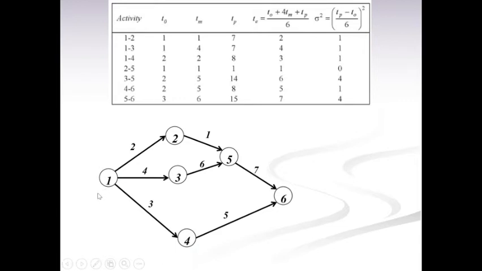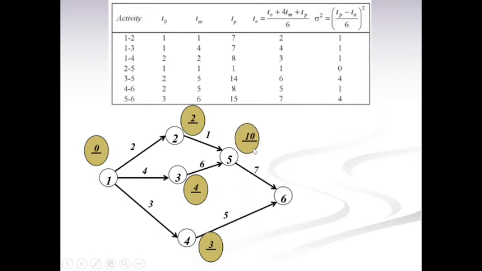So TE for the first event will be 0, and here it will be 0 plus 2, so it is 2. Here it is 0 plus 4, 4, and here it will be 0 plus 3, 3. Then, if you want to calculate this TE value, we have to look at two different paths, and whichever is maximum, we have to take that. Here it is 2 plus 1, 3. Here it is 6 plus 4, 10. So this TE value will be 10. Then while coming here, it is 10 plus 7, 17, and 3 plus 5, 8. So we take the maximum, which is 17.